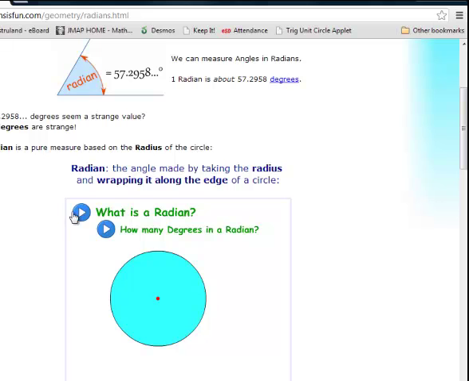Let's watch a video of that. There's my radius, and we wrap it. Boom, we just created 1 radian. Now, watch something clever that happens. Aha!